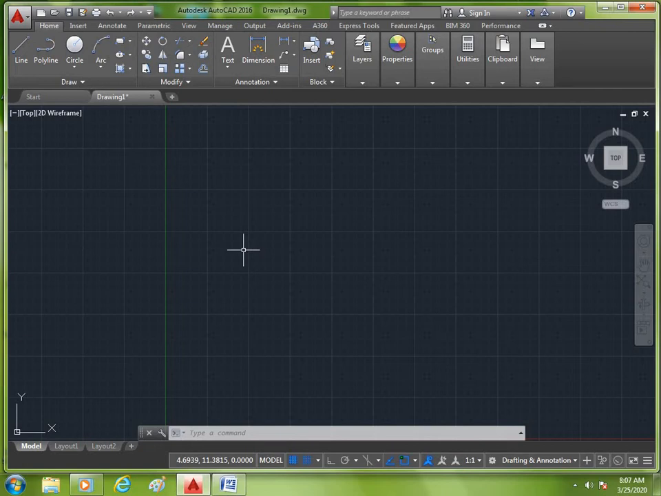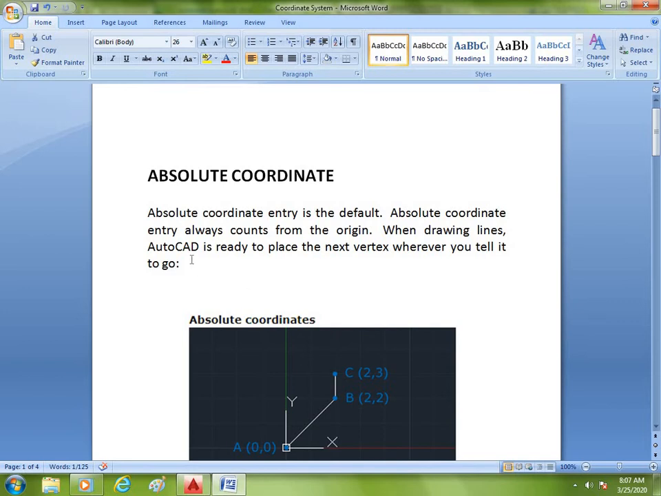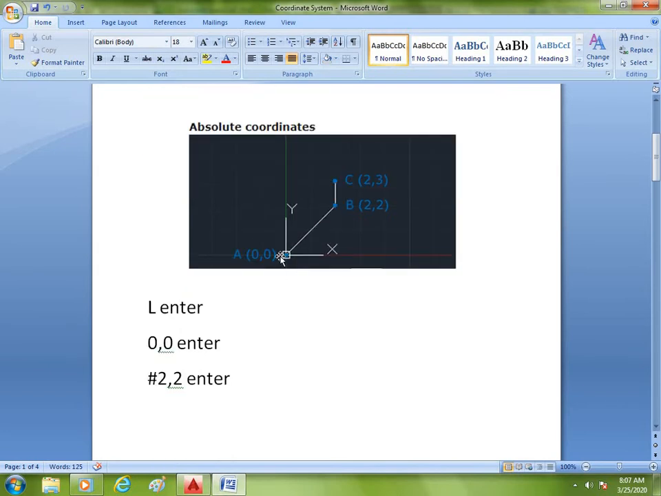AutoCAD provides many ways to enter coordinates, and these coordinates are in the form of absolute, relative, and polar coordinates. Absolute coordinate entry always comes from the origin. In this figure, point A will be considered as the origin point for any point in a 2D plane or in a 3D space. For point B, A is considered as the origin. Even for point C, A is considered as a reference point or as the origin. And for any point, A will be considered as the origin point. So 0,0 will be considered for any point in absolute coordinate as the origin point.